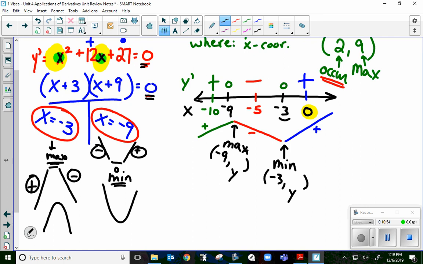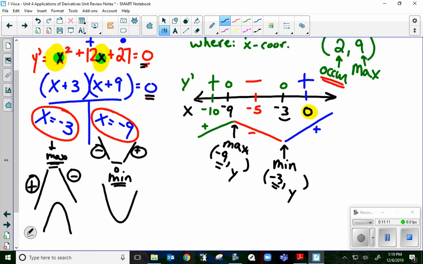So right now I know the locations. My maximum happens at negative 9. I don't know what the maximum value is, but I know it happens at negative 9. And my minimum happens at the x value of negative 3. I do not know what the minimum is yet, but I know it happens at negative 3.